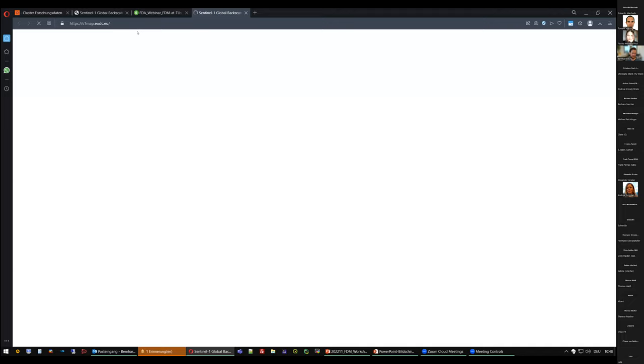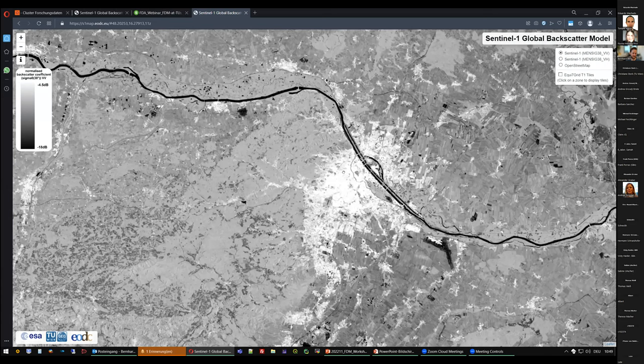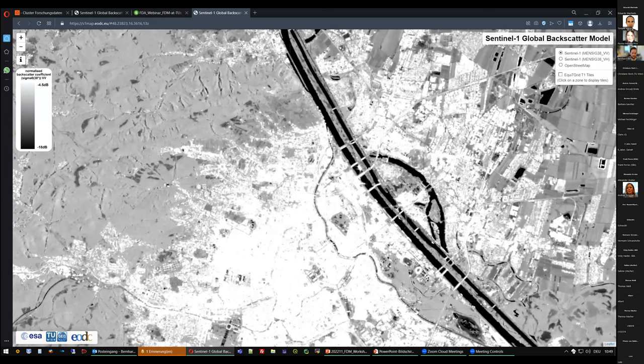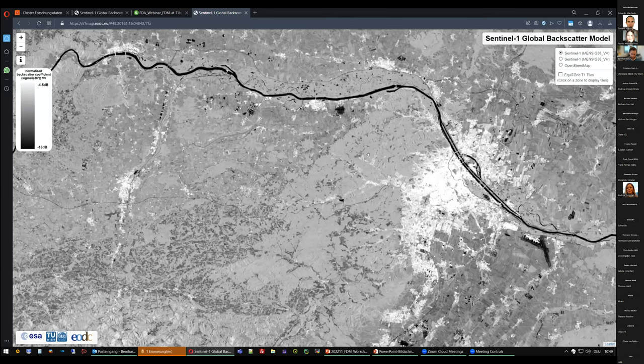And I hope this works, that I can show you now the browser. And this is Vienna in this data set. So you see here Vienna with these high values. You see the Danube River, you see the Neue Donau, the Alte Donau, you see the bridges, you see a lot of features. You see agricultural fields, you see the airport. In the center right now, you have the Wienerwald, the forest.